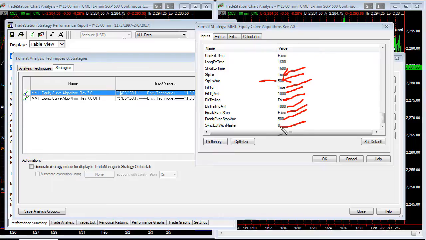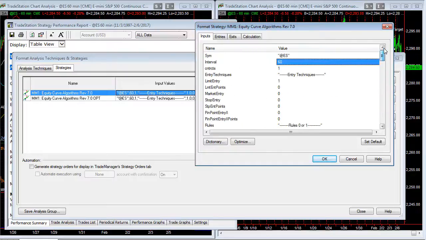Sync exit with master. That means that it will update if the master strategy, the strategy over here on the left, exits for any reason or any rules that are not within this algorithm. On the very next bar, the money management algorithm will also exit. Those are the inputs and how you set up the money management algorithms.